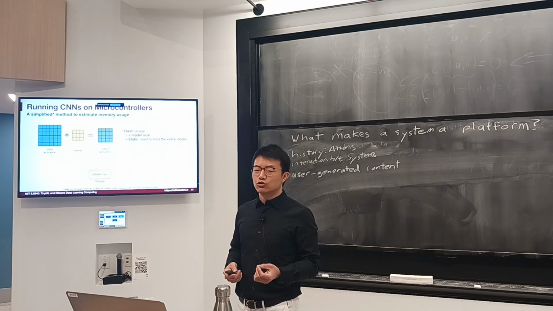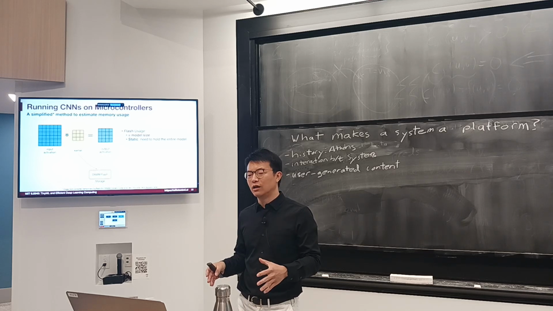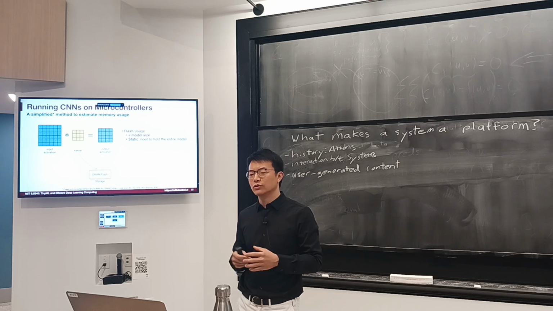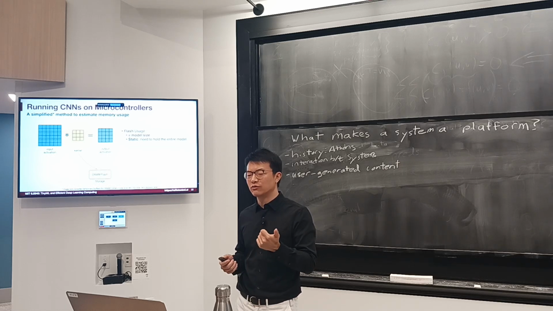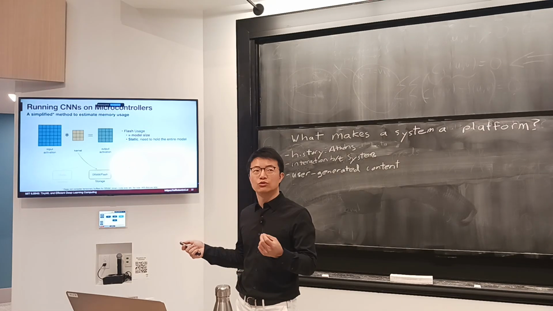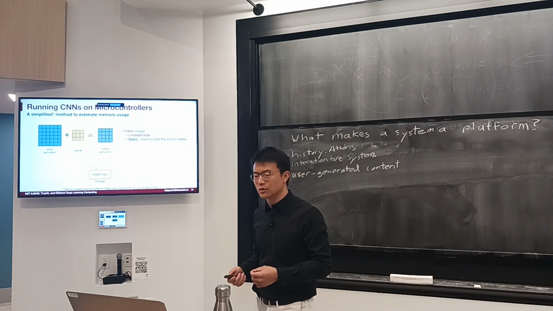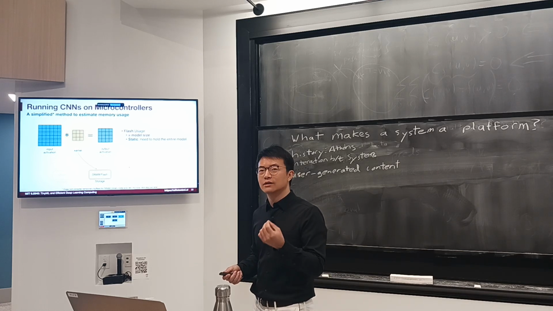So the flash usage is roughly equal to the model size because they are static. They have to be non-volatile. You need to hold the entire model. So the number of weights is constrained by the size of the flash. We're going to revisit this later in the lecture. So the weight has to fit the flash.